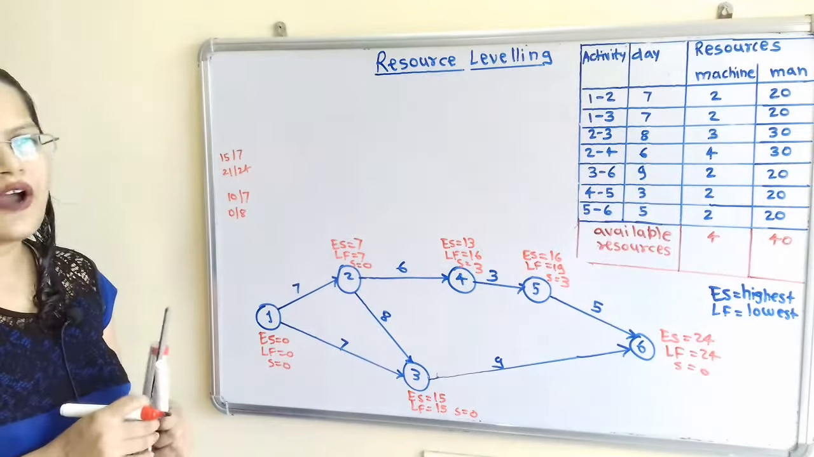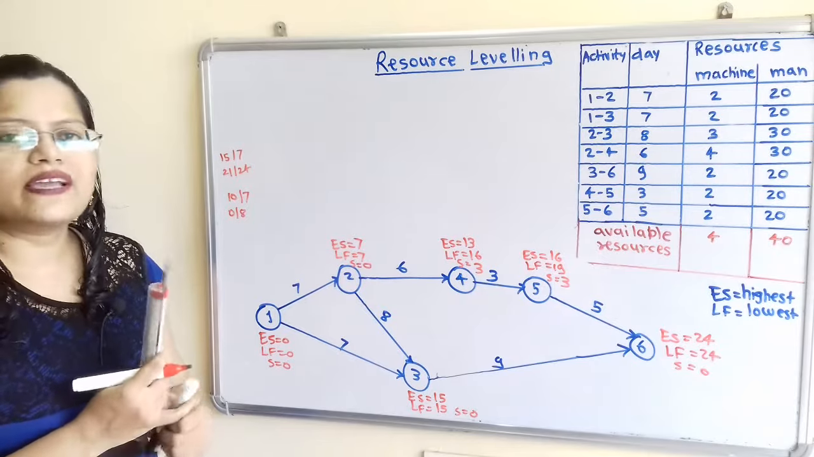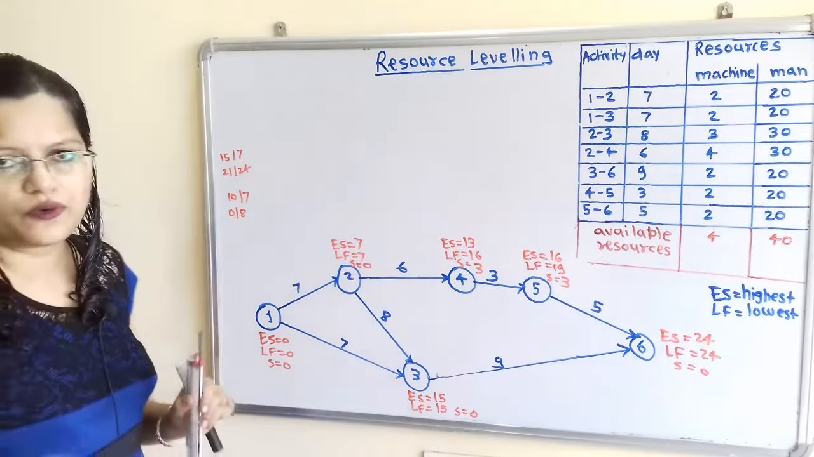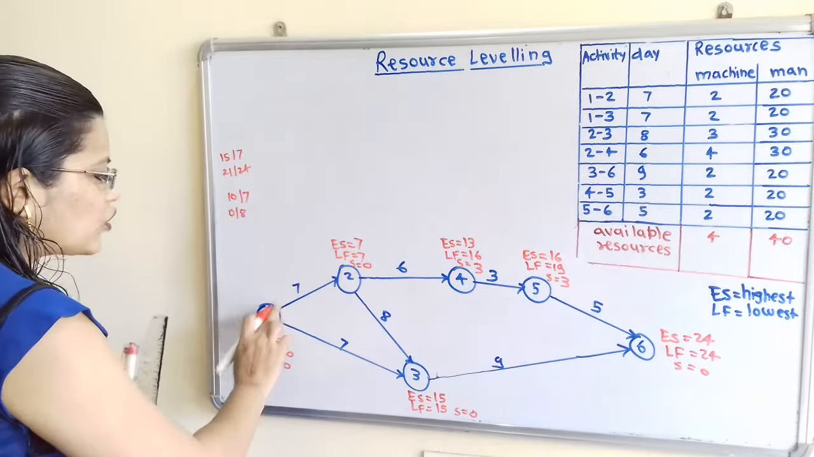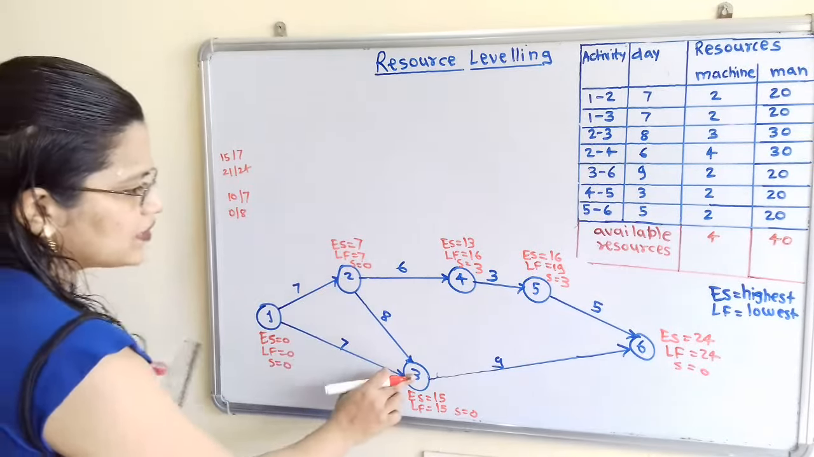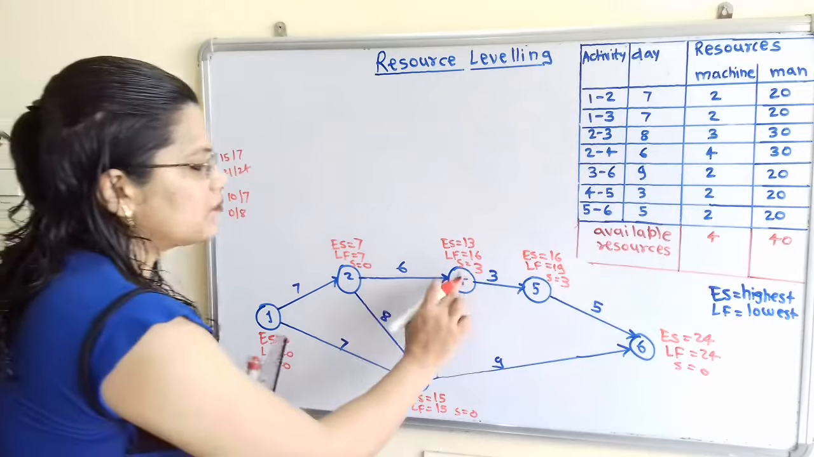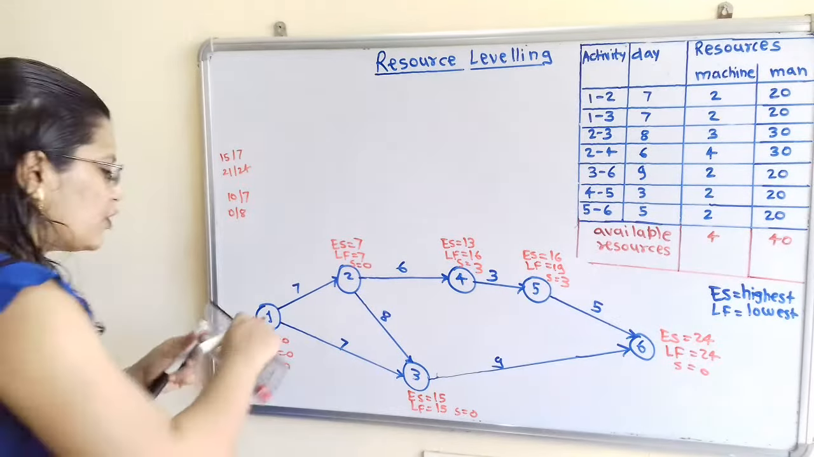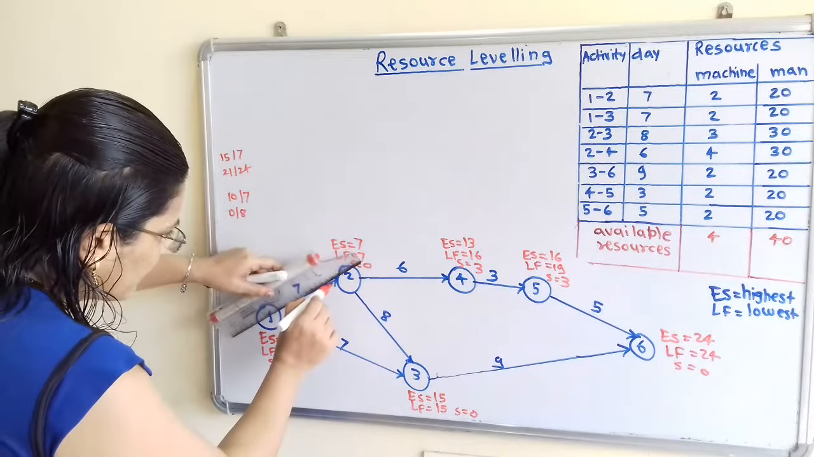Now how to find out the critical path? We have to join the nodes having slack equal to 0. So we have to join node 1, node 2, node 3 and node 6. Nodes 4 and 5 have slack greater than 0. So I will join with the help of a red marker.